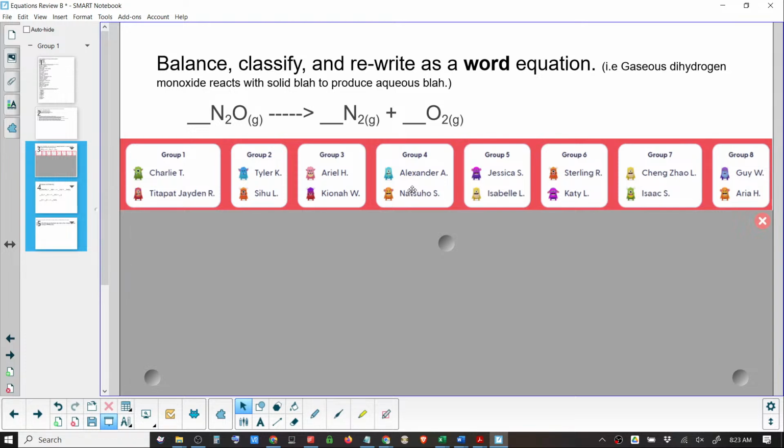As soon as you're done, grab your partner, label your section with your group number. You can work on the windows as well as the board. And we'll start off here now.